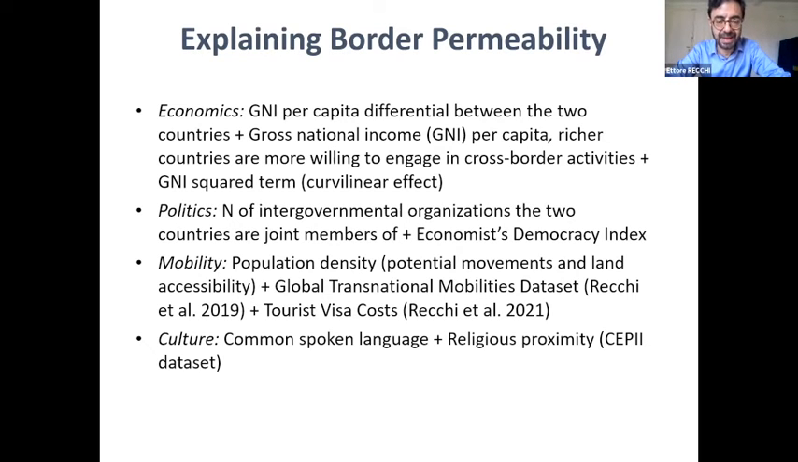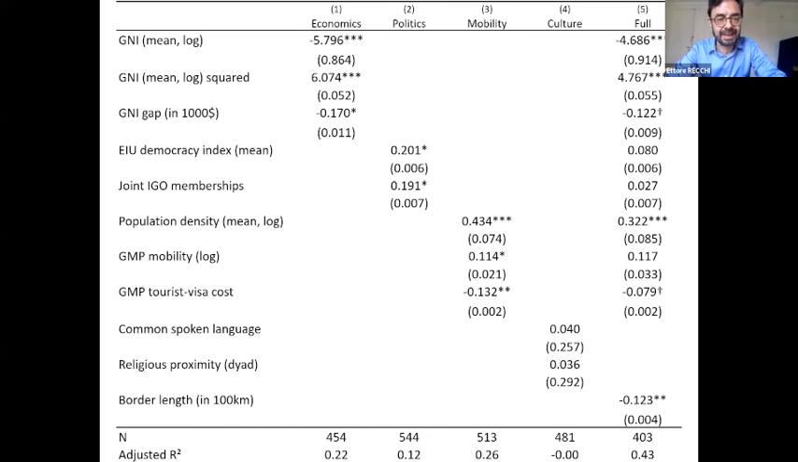Then we take into account the level of population mobility, transnational mobility between the two countries, leveraging our pre-existing global transnational mobility dataset, which I mentioned at the outset, and the tourist visa cost that we recorded also as part of our GMP project, and also population density of the two countries, assuming that when you have dense population close to the borders, this population may want to move around regardless of state borders. And finally, two cultural indicators: the fact that the two countries across the border share the same language or share the same religion. And here are the results.